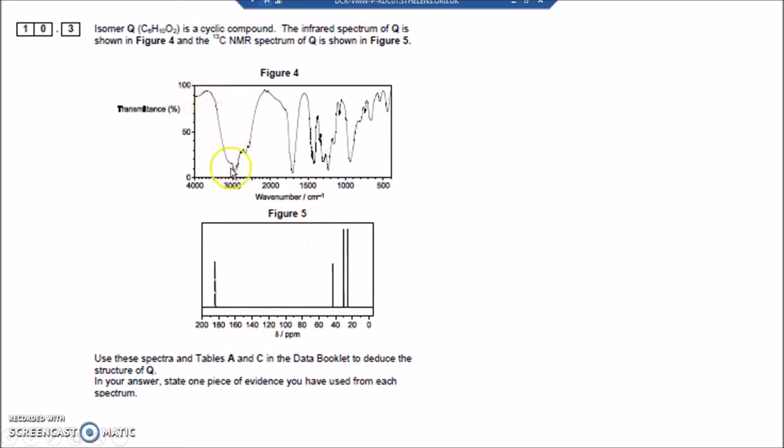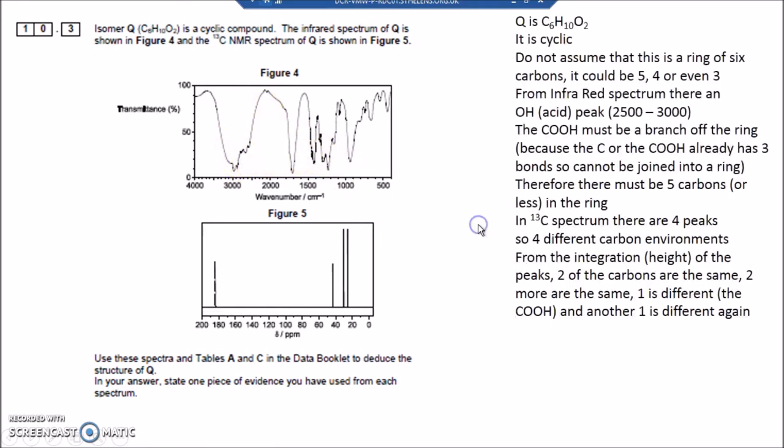So let's have a look here. Right, I've got a very broad peak here. If it were 3,500 like this here, it would be an alcohol. But because it's slightly lower, and between 2,500 and 3,000, that's a carboxylic acid. So I've got a carboxylic acid here, and I can check that from my data book.